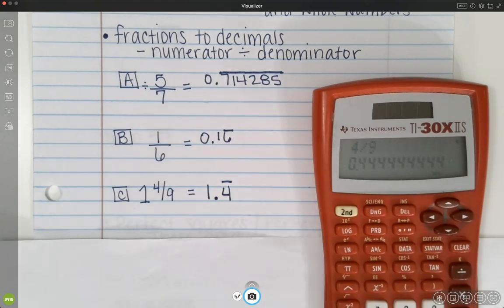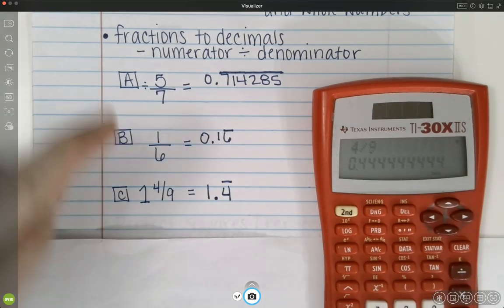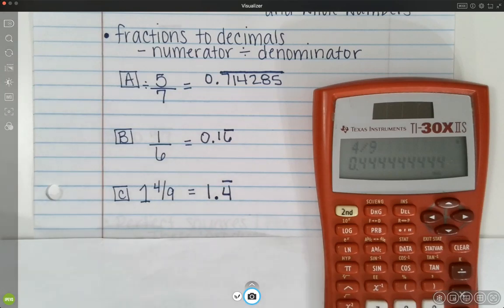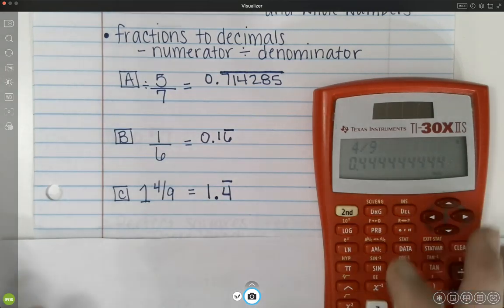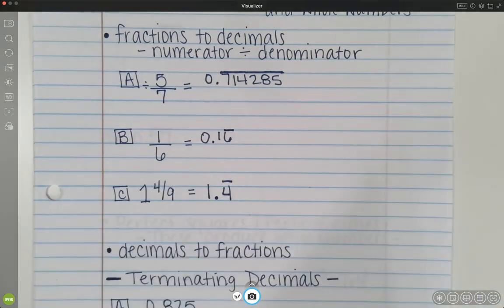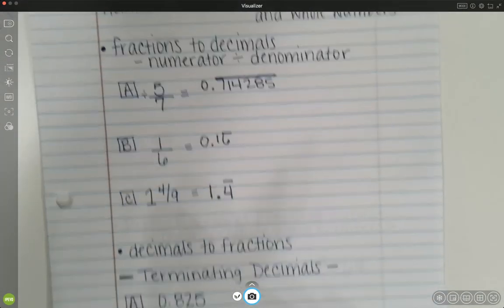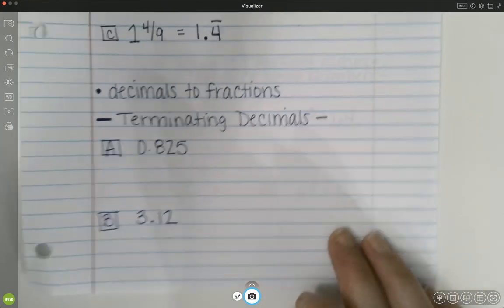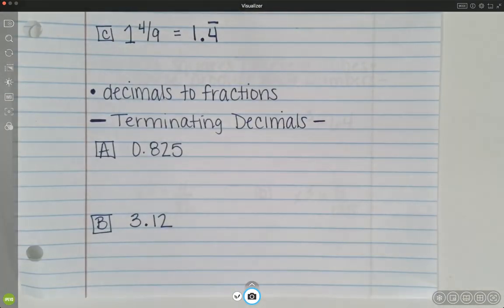So to go from fraction to decimal, it is simply numerator divided by denominator, and we call it a day. But now we need to talk about the reverse. How do I then go from the decimal to the fraction? And there's 2 types of decimals. The first type of decimal is a terminating decimal.